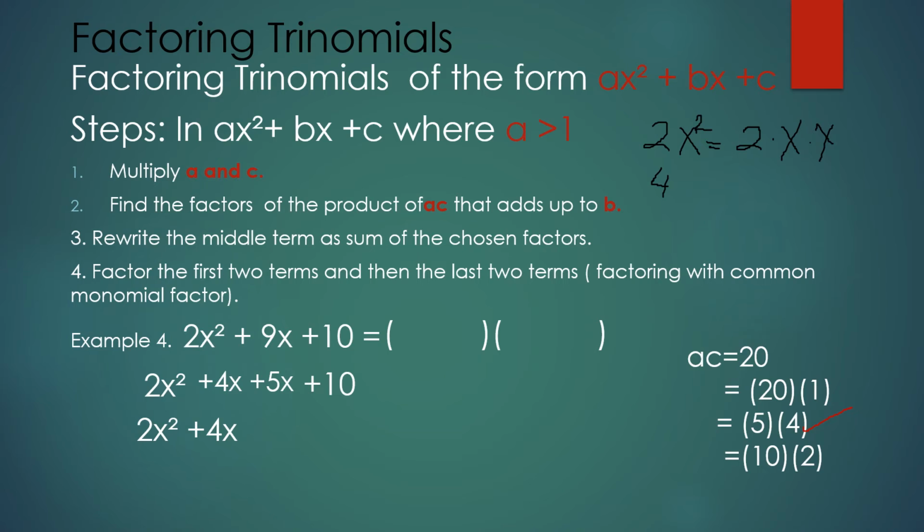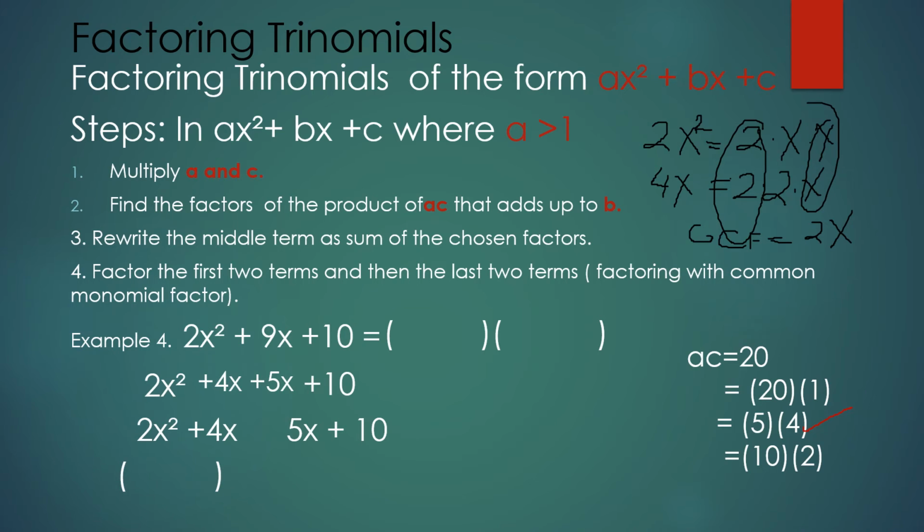And then for 4x, we are going to write 4 as 2 times 2, because 4 is not a prime number yet, and then times x. So we have common factors here, 2 and x. And that is what we call the GCF, or the greatest common factor, also known as the common monomial factor, that is 2x. So we're going to put that GCF outside the parentheses. So we have here 2x, outside the parentheses.